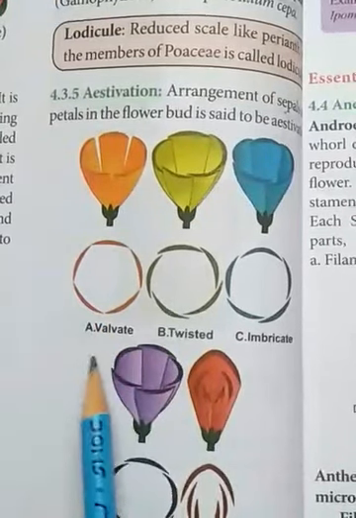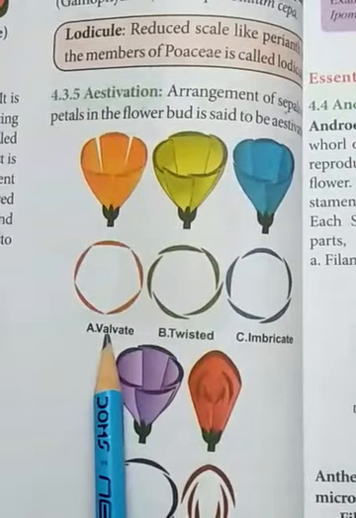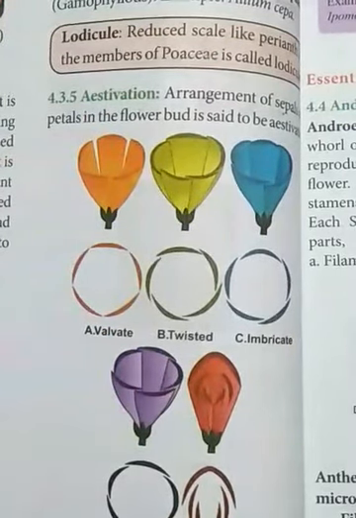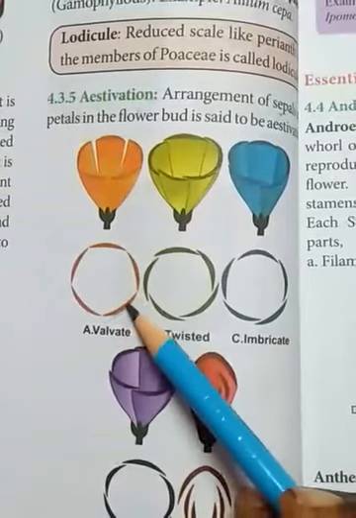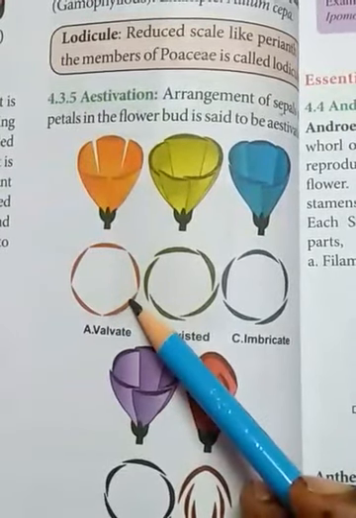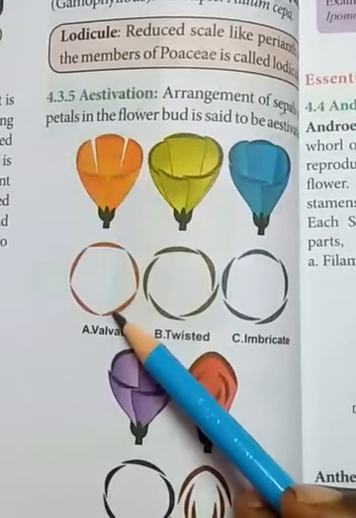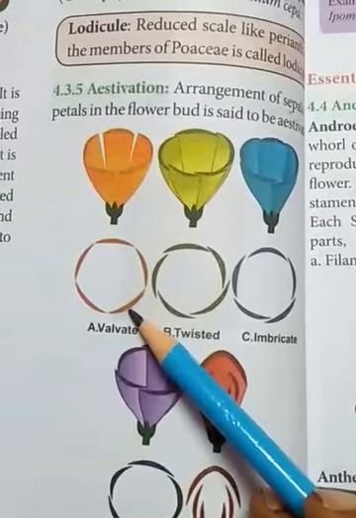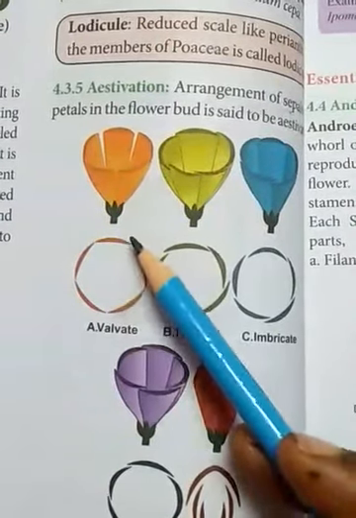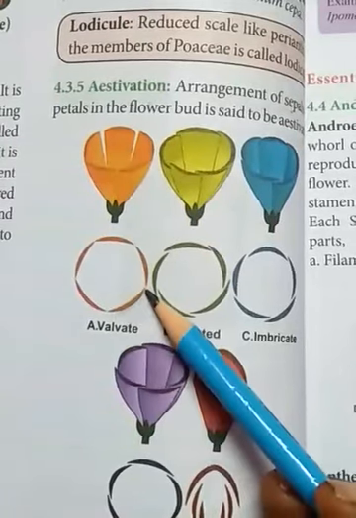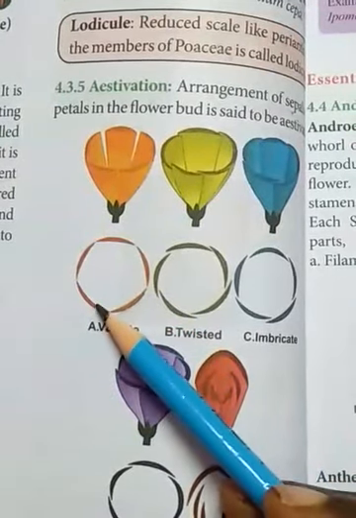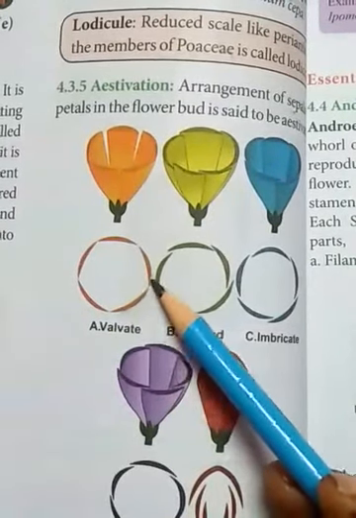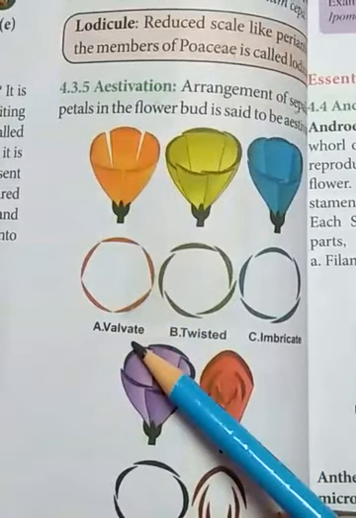Now here there are 5 types of aestivation you are going to study. First one, valvate. Aestivation means the arrangement of the sepals or the petals. This represents a petal; this shape is usually used for drawing petals. When the sepals or petals are arranged in such a way that the margins, the edges, remain in touch with the neighboring sepals or petals but do not overlap, then it is called valvate aestivation.